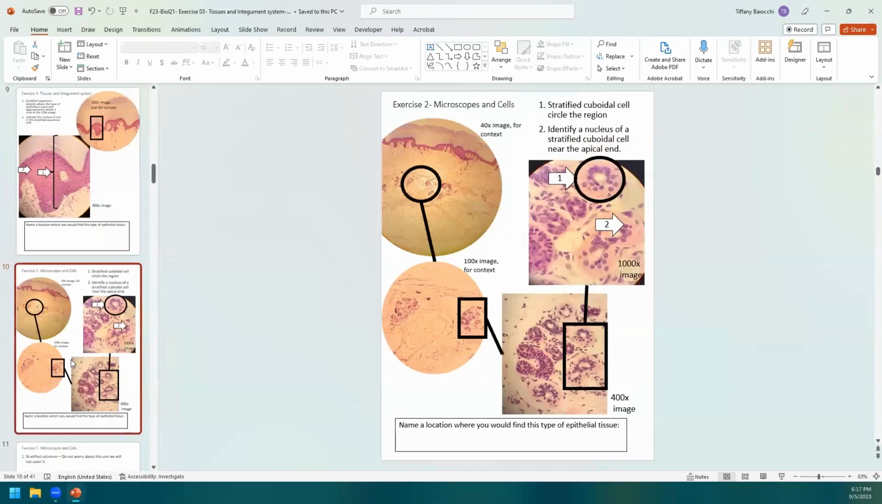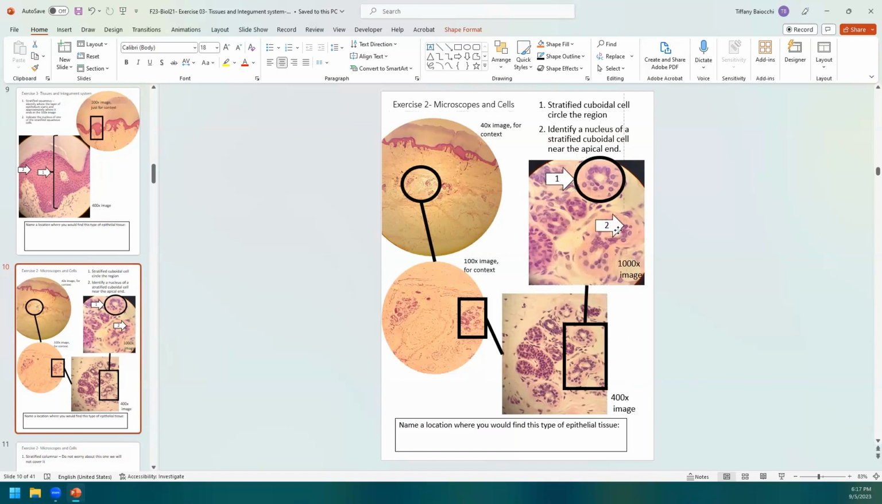Let's move on to stratified cuboidal. In this one, I asked to circle the region of a whole bunch of the stratified cuboidal. So I've added a circle here. This circle right here, I've just added in and put the arrow 1 to this. And then I pointed out for number 2, a nucleus of a stratified cuboidal cell. So any of these cells here will do.